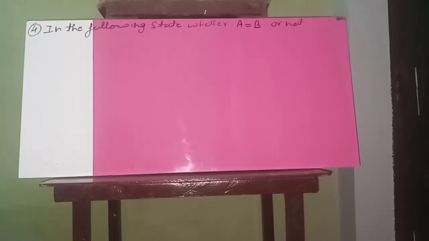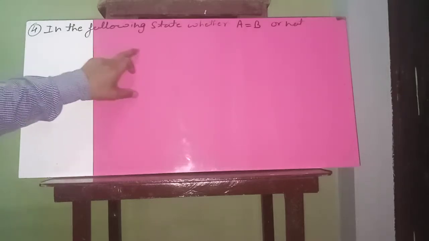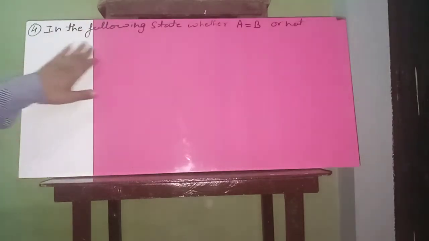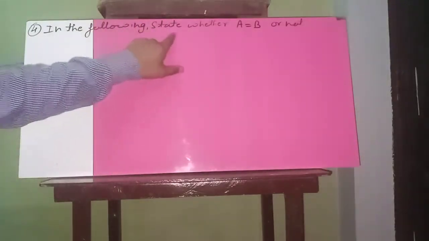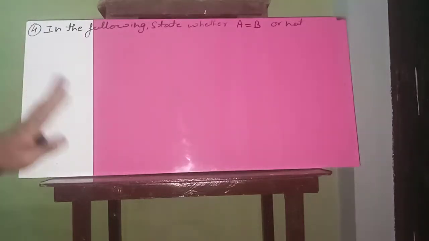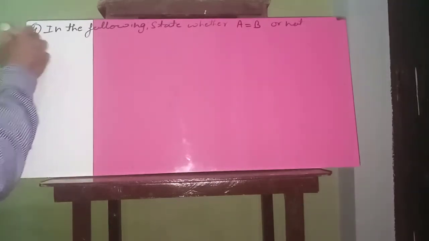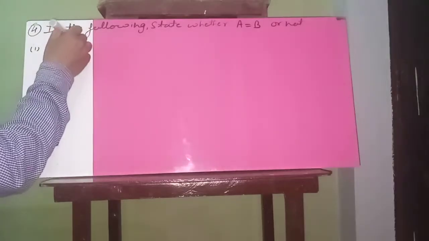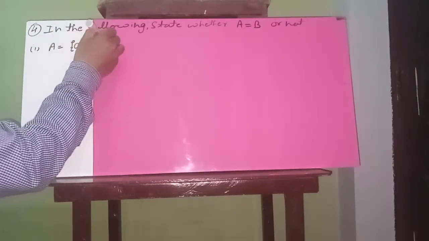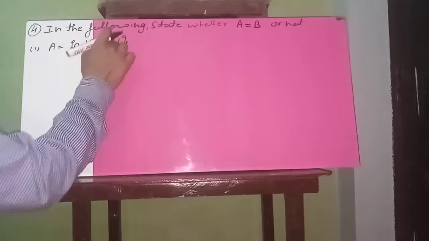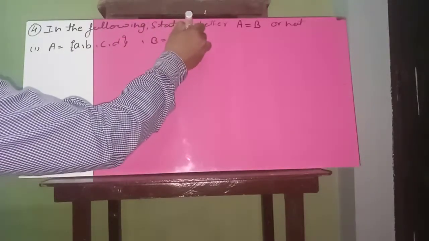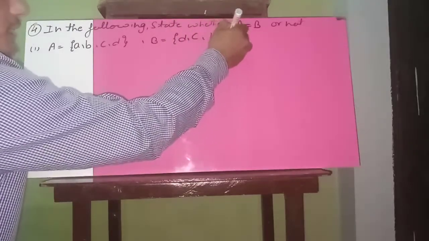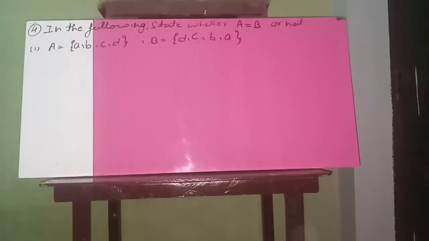So what is question number 4? Question number 4 says, in the following statements, you have been given some statements, check whether A equals B or not. Okay, so I take its first part. A equals, I have a set {a, b, c, d}, and another set B equals {d, c, b, a}. Check whether A equals B or not.